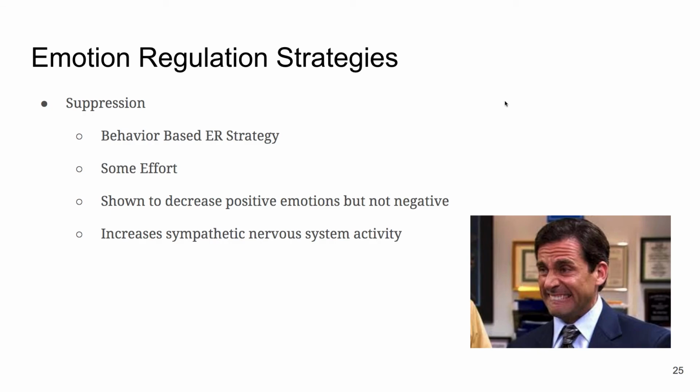So suppression, again, is usually suppressing our physical expression. It takes some effort. It often decreases positive emotions, but not negative ones, because we're still really feeling it. And it increases sympathetic nervous system activity. So there's a downside, meaning we are a little more activated, a little more anxious. But that doesn't mean suppression is bad all the time, because it's actually very appropriate.